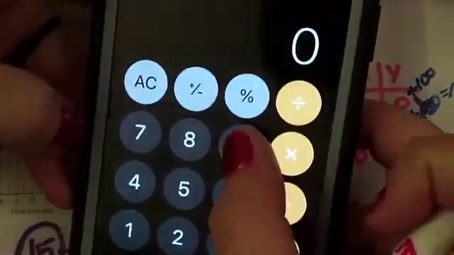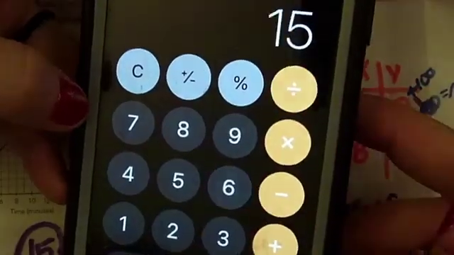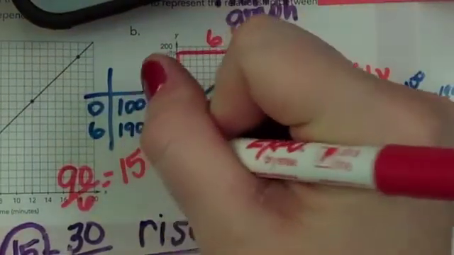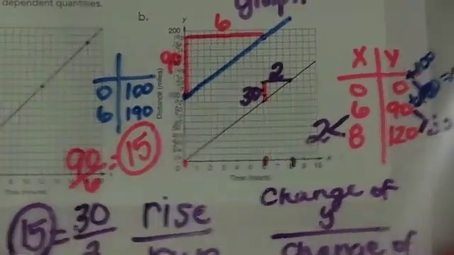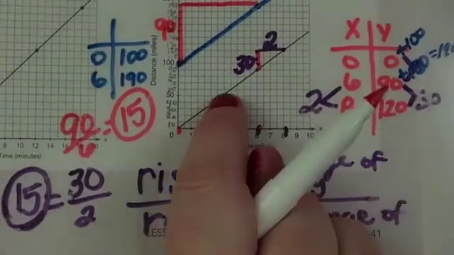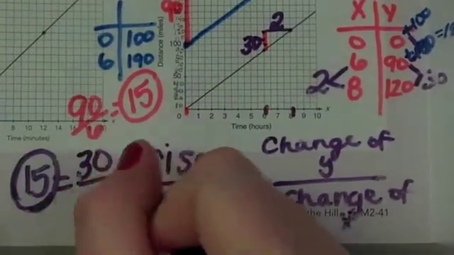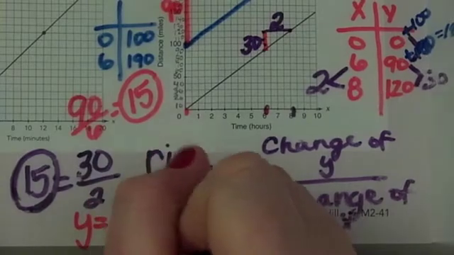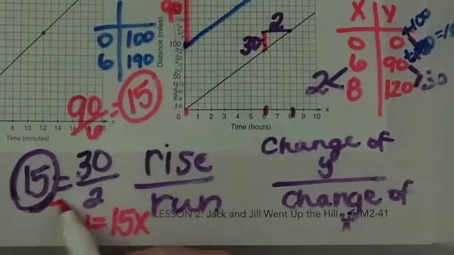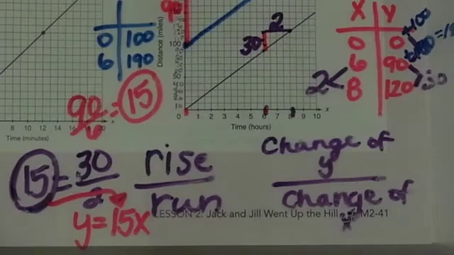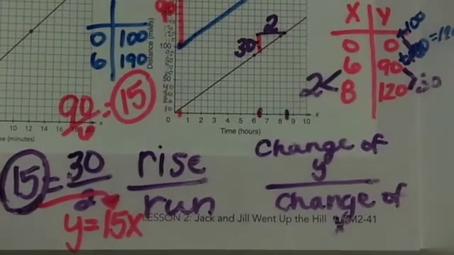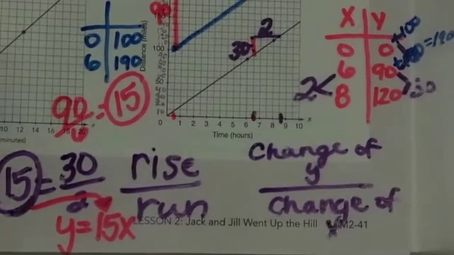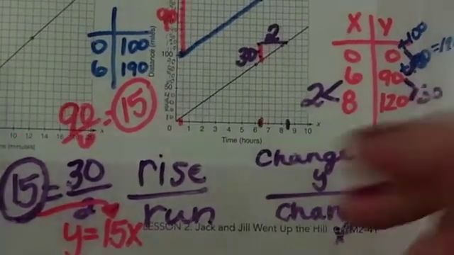So clear, 90 divided by 6 is 15. So notice they have the same rate. But if we're trying to find the equation, remember this one's equation, that first line, would be y equals 15x. That's the slope, that's the rate. This should hopefully all be reviewed because we've kind of been building up to this. But if it's not, that's okay. Just make sure you ask if you're confused.